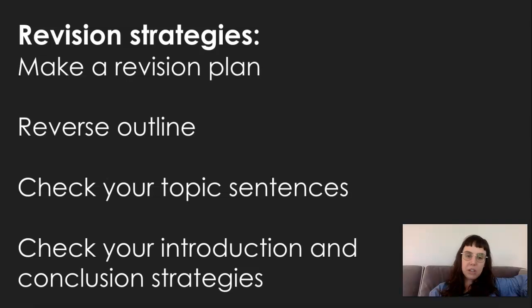The next one is checking your topic sentences. So if you just look at the first sentence of every paragraph, those are like little mini theses that will guide the reader. So you can sort of look at each topic sentence and make sure it's saying the best version of what you want to say. And finally, introduction and conclusion strategies.